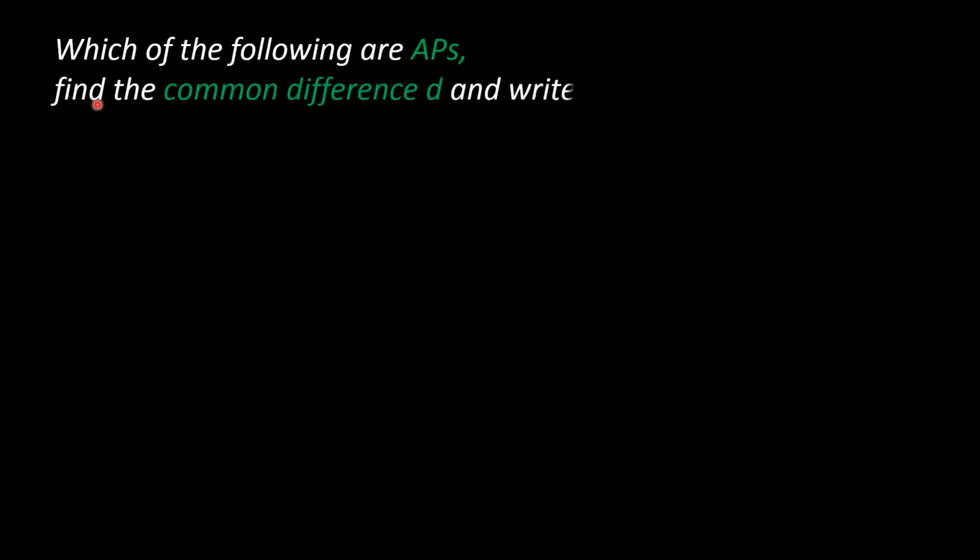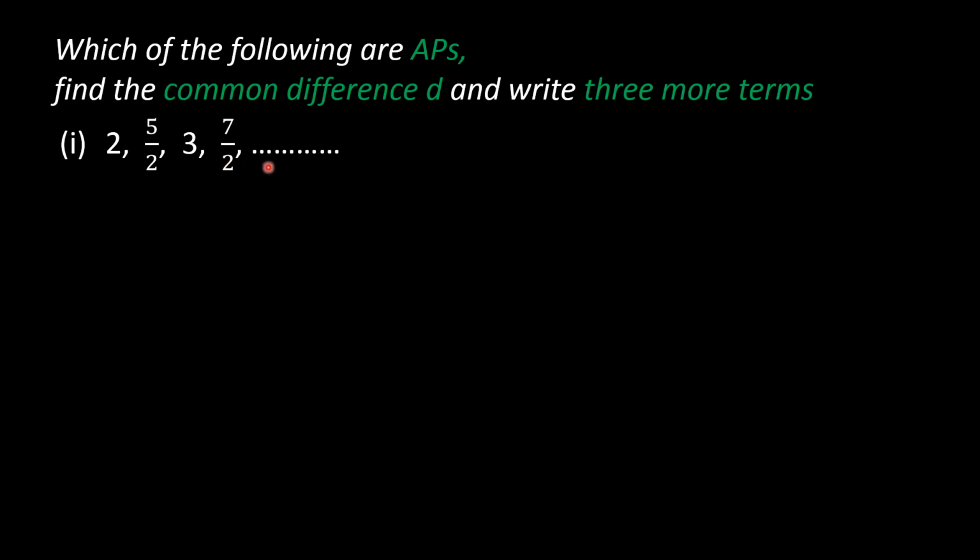In the next example, we are given a list of numbers and we have to find out whether that list of numbers is an AP or not. If it is an AP, then we have to find out the common difference D and we have to write 3 more terms. In the first example, the list is 2, 5 divided by 2, 3, 7 divided by 2, and so on. We do not know whether this list of numbers is an AP or not. We will check it out first. For that, we have to find the common difference.